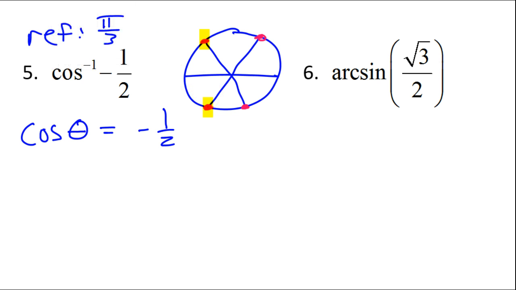That's why the two answers are going to be, let's see, 2 pi over 3 for this one, 4 pi over 3 for that one.